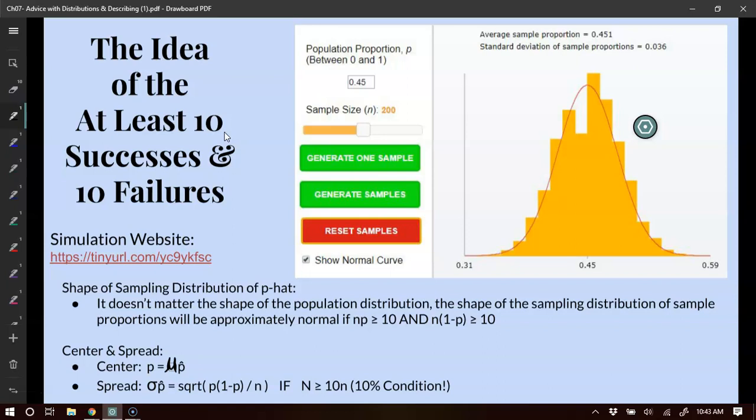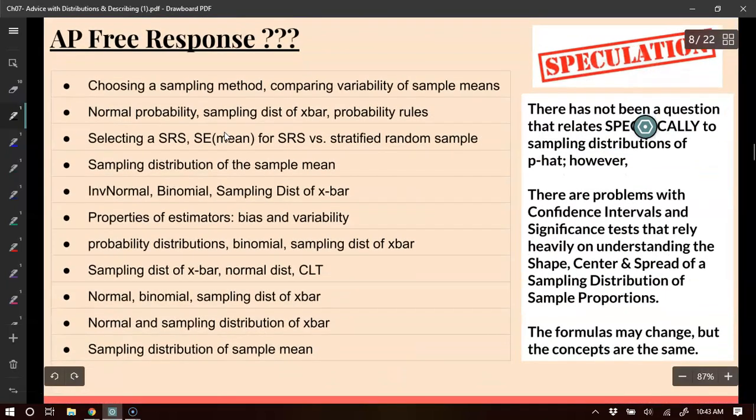Now, when it comes to an AP free response problem, let's look at that. Oh, look, there is from our database, from our spreadsheet index of our free response questions, all of the free response questions up to 2018 dealing with sampling distributions from Chapter 7.